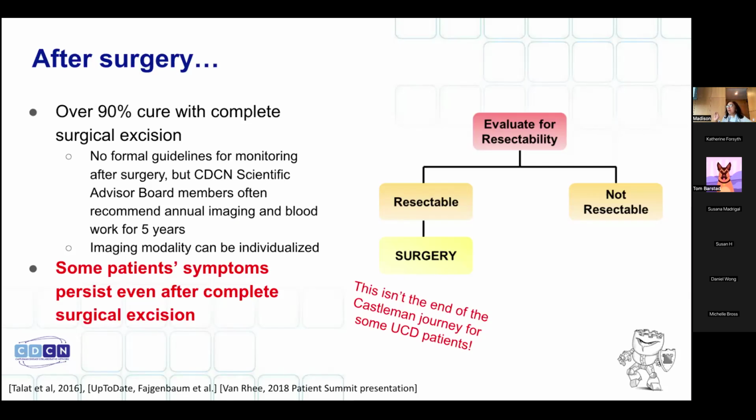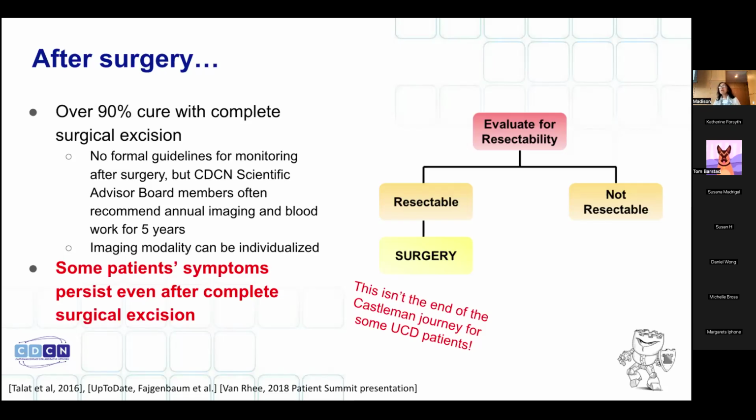Some patients have symptoms that persist even after complete surgical excision, or what they think is complete surgical excision, because our scanning is not 100%. Okay, so if you have a CT scan or a PET scan that shows complete remission, that doesn't say there aren't cells that are on the periphery that we're just not picking up because the volume of disease is not high enough for us to see. So it's not the end of the journey.